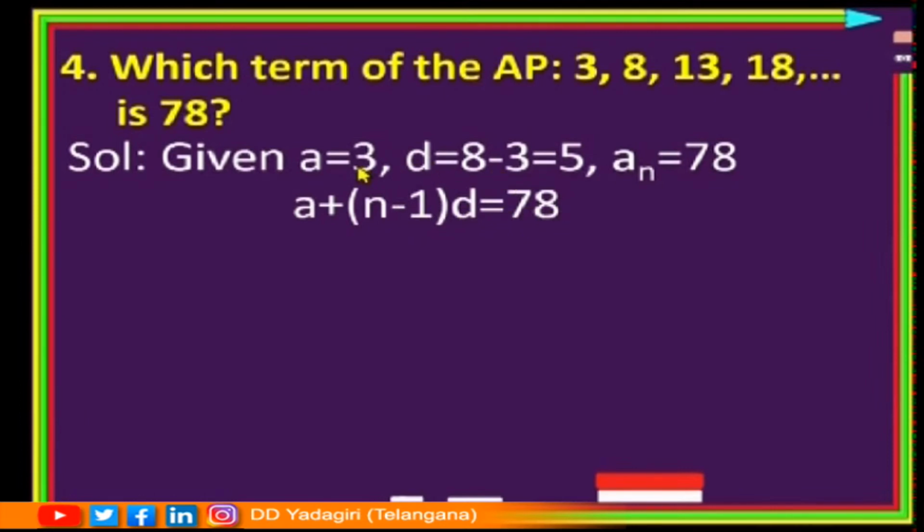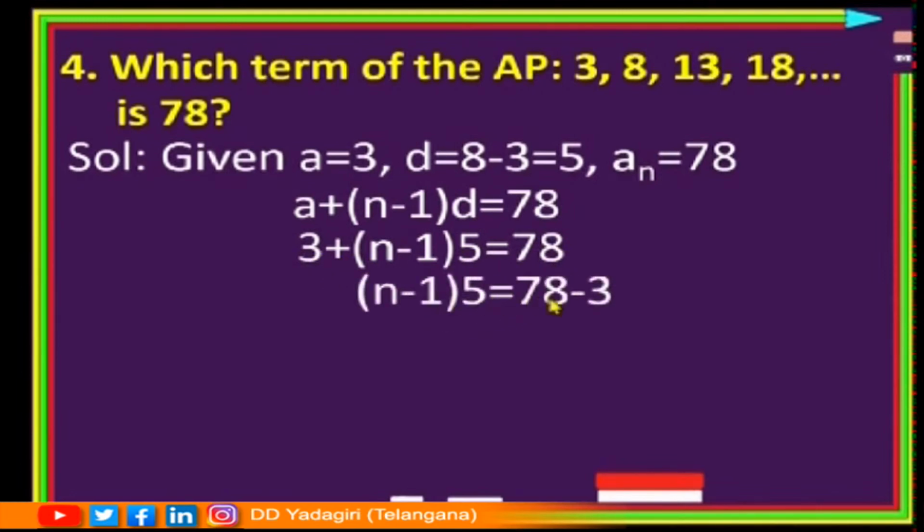Now substitute the values. What is the value of a? 3 plus n minus 1. We don't know the value of n; we should find the value of n. The value of d is 5. Replace it, is equal to 78. Now bring this 3 to the right hand side. Then we will get n minus 1 into 5 is equal to 78 minus 3. 78 minus 3 is nothing but 75. So bring this 5 to the denominator. We will get n minus 1 is equal to 75 by 5.